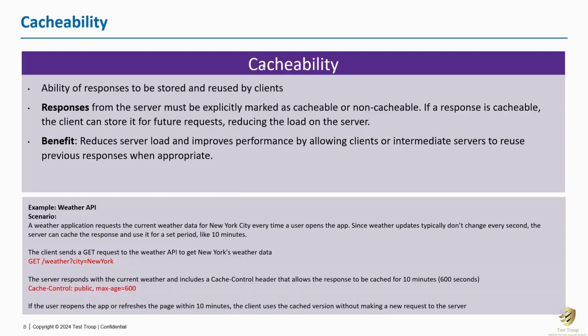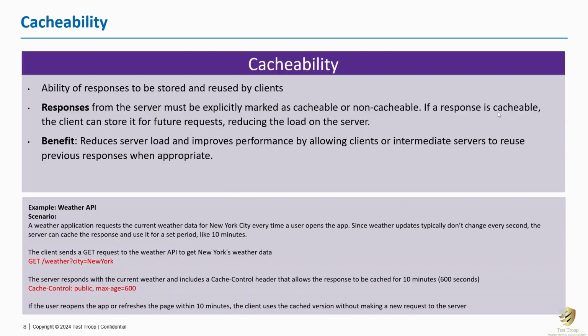The third constraint is called cacheability, which is the ability of the client to store or cache the responses from the server for future use or to reuse. This is all based on the instruction from the server. In the response header, there is a field called cache control. If this cache control is set, then it tells the client to cache the response and reuse it for future purposes. The responses from the server must be explicitly marked as cacheable or non-cacheable.